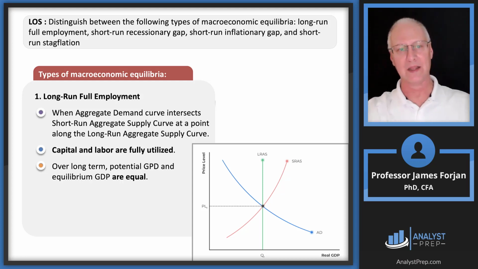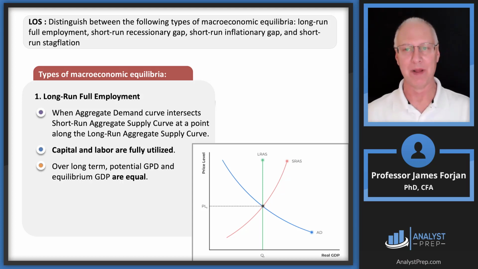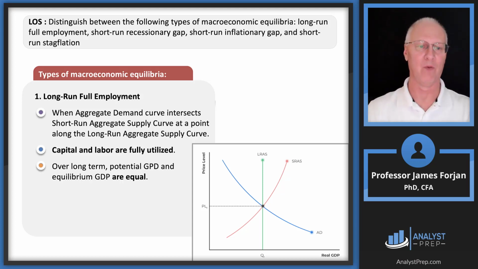So in order to get to this long-run full employment level in this ideal picture here, you need to have everybody who wants a job has a job. Not only that, but everybody who wants a job has the job that they want.